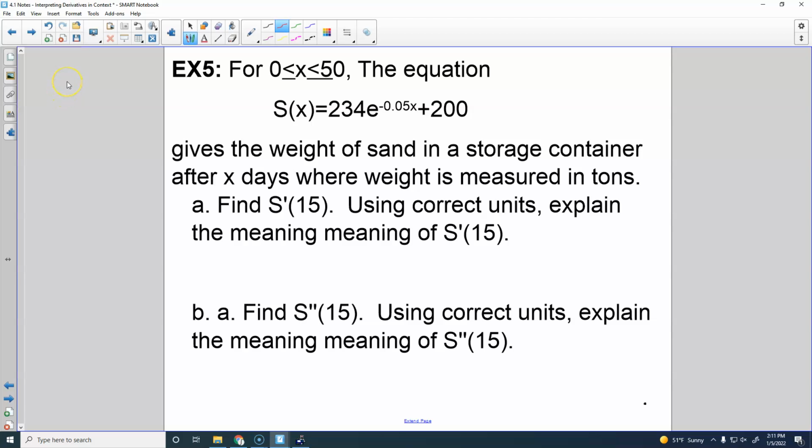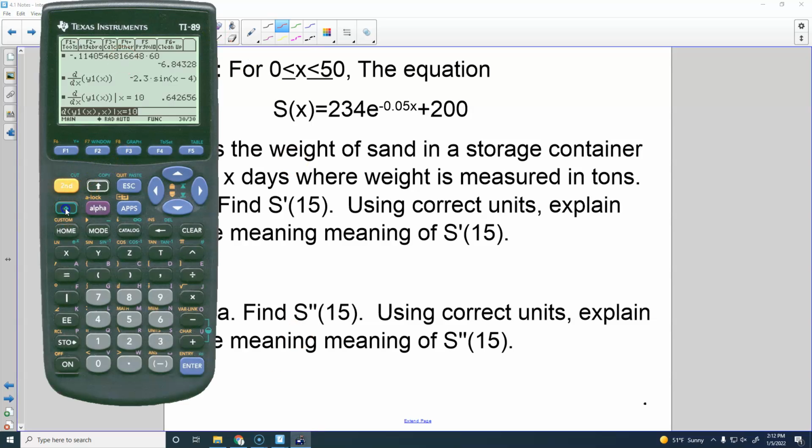All right. Okay, here's our next one. This equation gives the weight of sand in a storage container after x days, where weight is measured in tons. It asks us to find S prime of 15, and using correct units, explain what that means. And then we have to do S double prime and explain what that means. So let's start by just putting this into y equals.